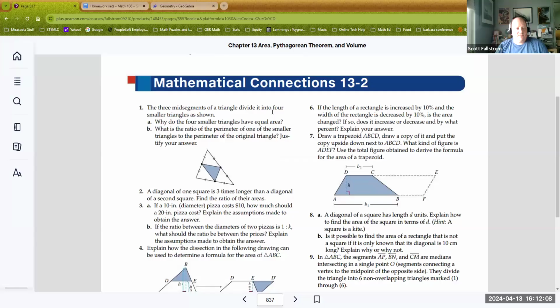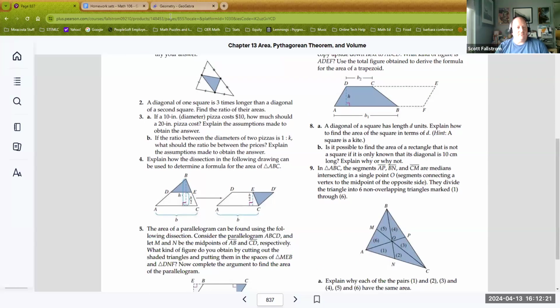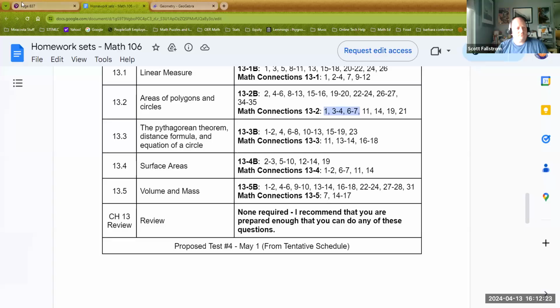Mid segments of a triangle divided into 4 smaller triangles. Why do they all have equal area? And what's the ratio of the perimeter of the smaller triangle to the perimeter of the original? And again, this goes back into the scale factors. So take a look at that.